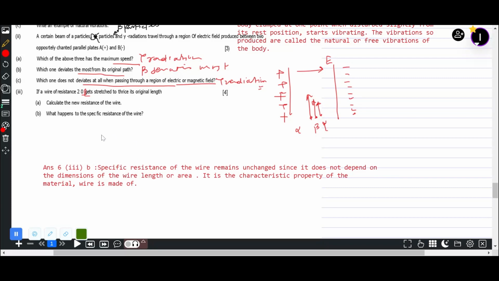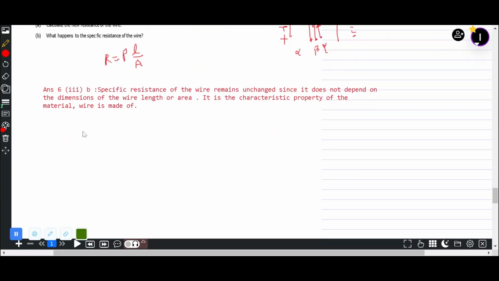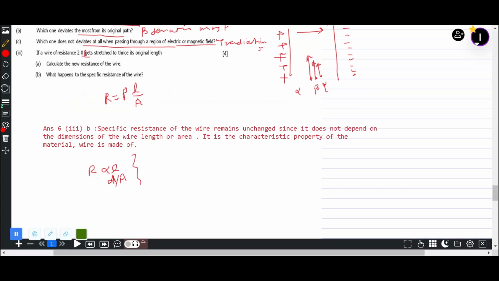So we know that we have the formula R is equal to rho L over A. This you would have read in your books, wherein rho is the specific resistance. So that means R is directly proportional to L and inversely proportional to A, so inversely is written as 1 by A. That is why R is equal to rho L by A. Now what happens is the wire remains the same, so all you have done is increased the length to thrice.